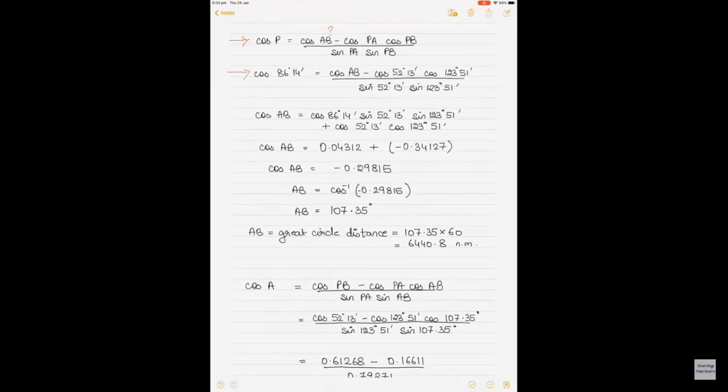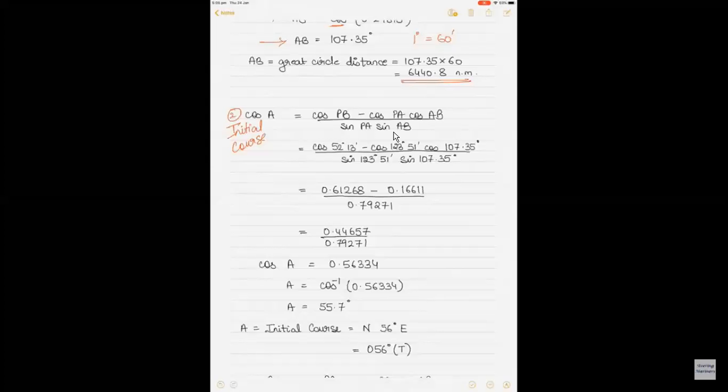Now we need to find cos AB, that is our great circle distance. So we know the cosine formula: cos P equals cos AB minus cos PA cos PB upon sin PA sin PB. So we get cos AB and we calculate it from the scientific calculator after putting in all the values. So AB is equal to 107.35 degrees. That is our great circle distance. So we multiply by 60, we get 6440.8 nautical miles. So that is our great circle distance.